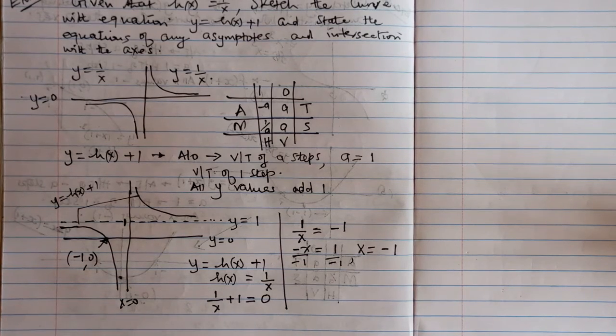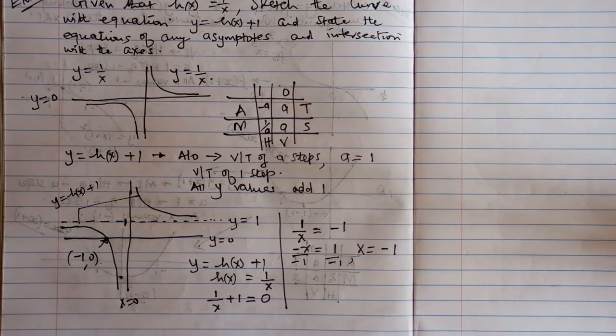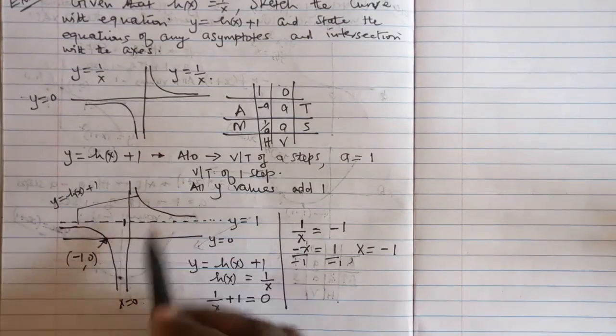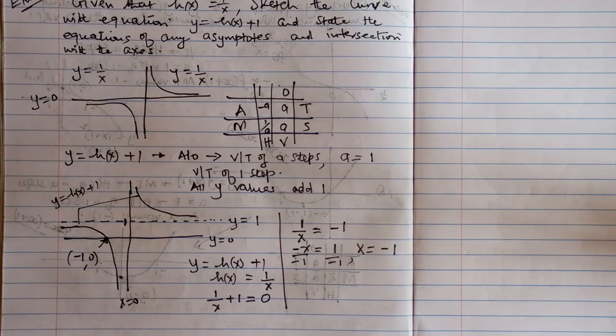And in conclusion, we can also say that the horizontal asymptote is now y = 1. And the vertical asymptote remains at x = 0, simply because this was a vertical translation and no x value is being affected. All right.